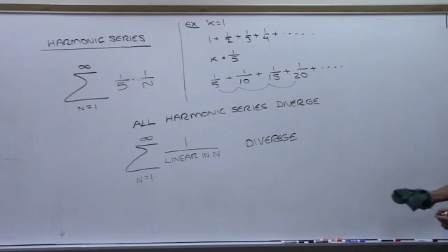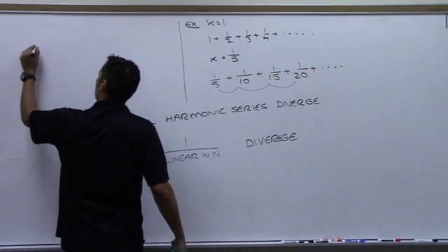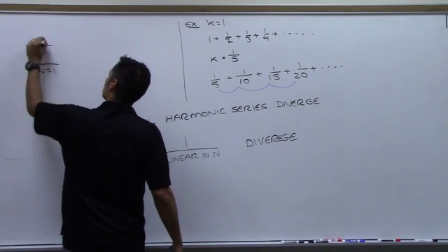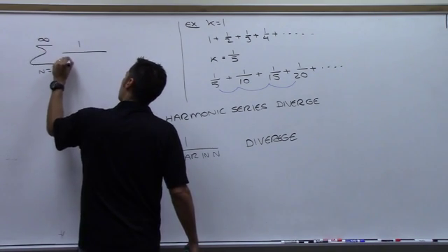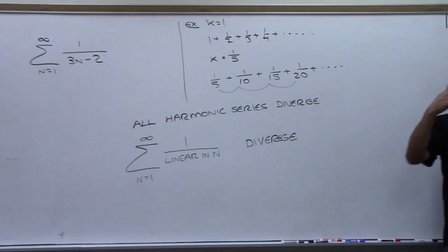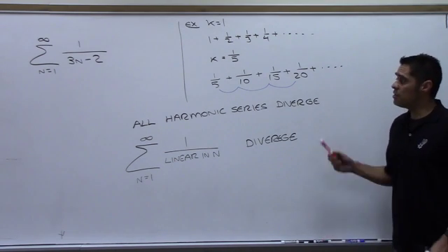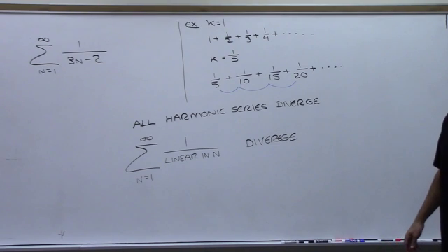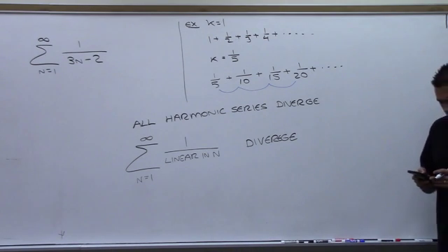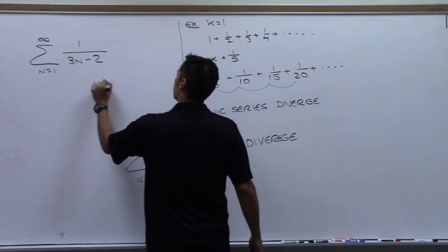So let me give you another example of a harmonic series. How about sum n equals 1 to infinity of 1 over 3n minus 2? So you could start plugging in 1, then 2, then 3, and start writing them out and try to add them up, right? But what you need to realize is that this is a harmonic series, okay? This is harmonic. And because it's harmonic, it diverges. You're done.